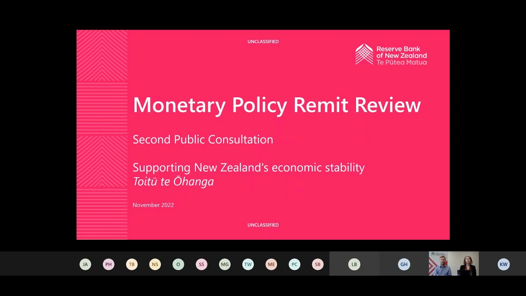So just a quick round of introductions. I'm Chris Bloor, the Manager of Policy Analysis, and next to me I've got Katie Simpson, who is an advisor in policy analysis. And online, I have Paul Conway, who is the Chief Economist of the Reserve Bank.